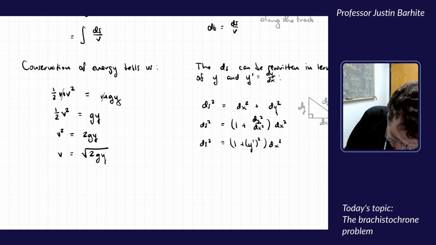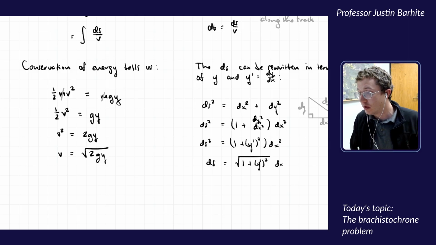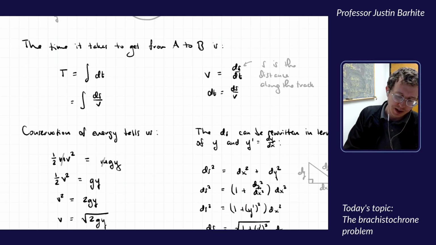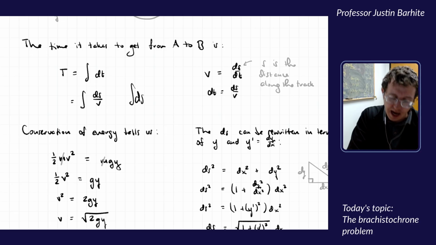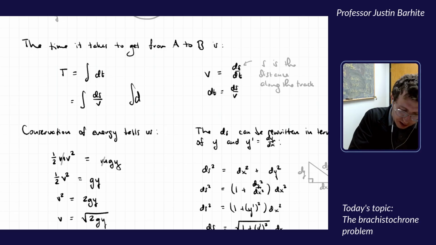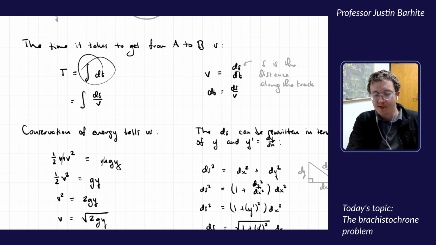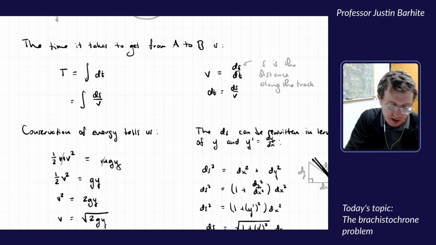So now if I take the square root of both sides, I get ds equals the square root of 1 plus y prime squared times dx. And again, this should look familiar because this is how you compute arc length. Really the only difference between this and arc length is that for arc length, you just integrate ds. Here we're integrating ds divided by the velocity because that tells us not just the length, but how much time it takes the particle to move through this small area.